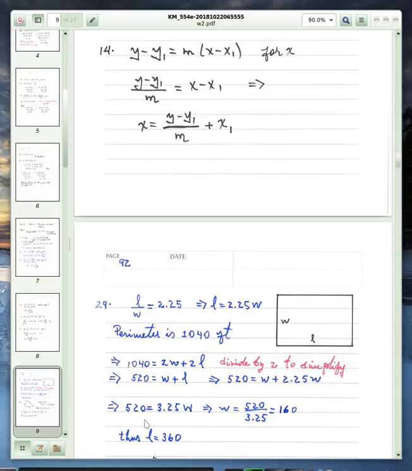Next step is to divide. 520 divided by 3.25, you take a calculator and you will see that you get 160. Therefore, the width is 160. And if the width is 160, how do we find the length? Well, we go back here and we say 2.25 times 160, and you will see that you get 360.